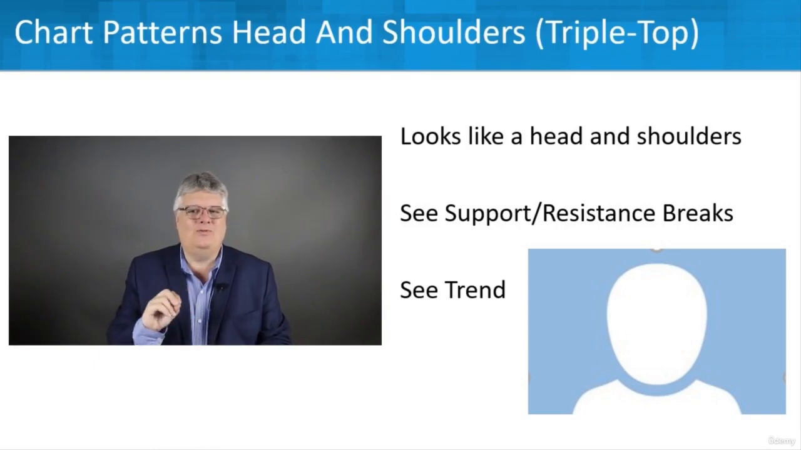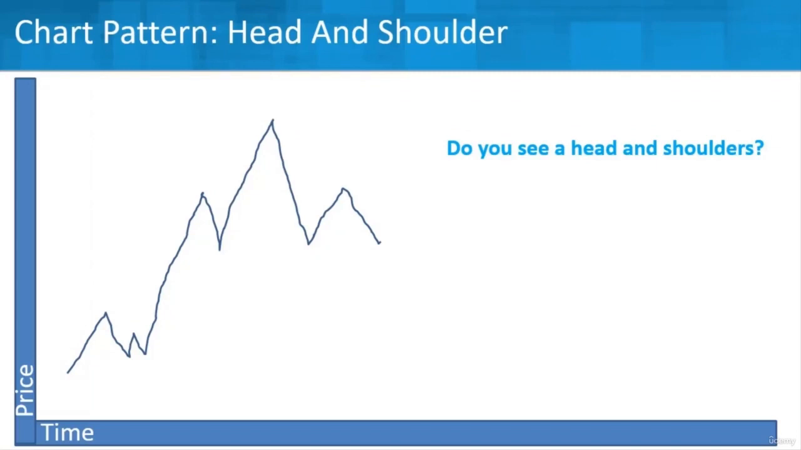And you'll see the support and resistance breaks as far as with head and shoulders and how that forms. And you'll see the trends as far as how those develop. And again, head and shoulders is part of the reversal family of chart patterns. So instead of a continuation of the trend, you're looking for the trend to reverse and go in the opposite direction that it was originally headed before it went into these head and shoulders patterns. So if we look at this pattern here of our prices, do you see a head and shoulders?